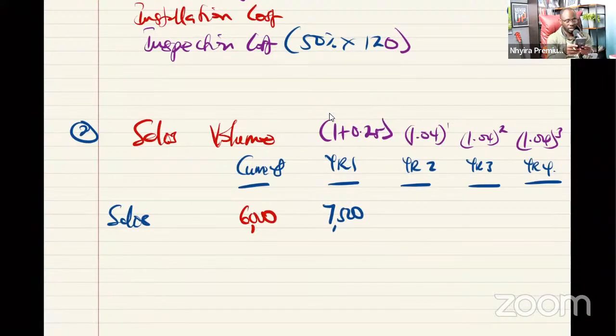So 7,500 times 1.04. That gives me 7,800 times 1.04. That gave me 8,112 times 1.04. That gives me 8,436. I could do 8,437 though. You can confirm that. So this is our incremental sales volume that we're going to be using for our NPV schedule. Any questions, you raise your hand, we bring you up, or you put it in the chat for us.